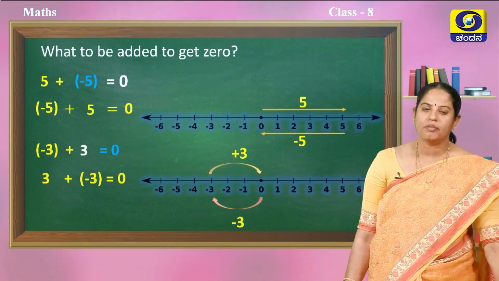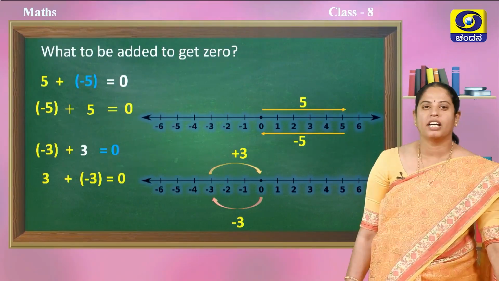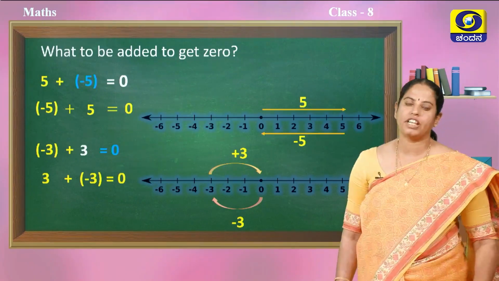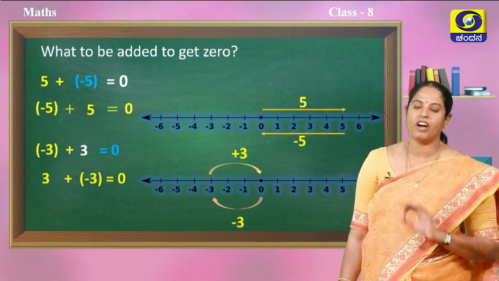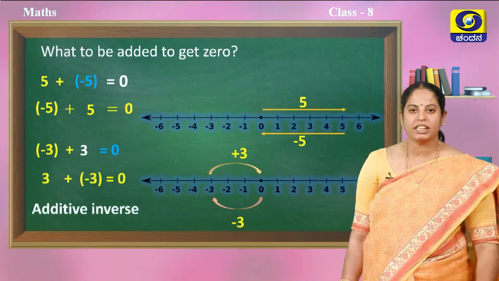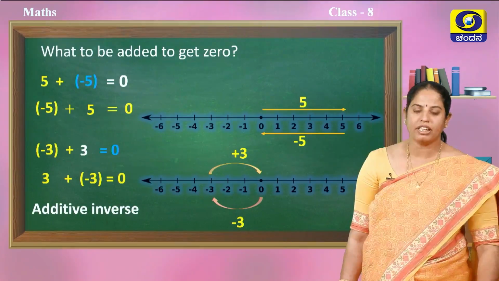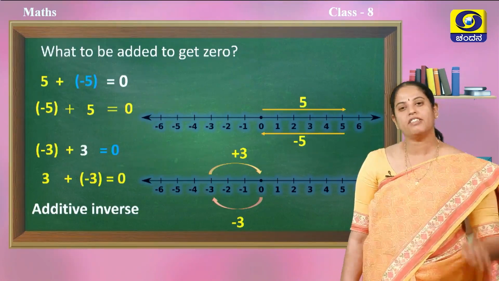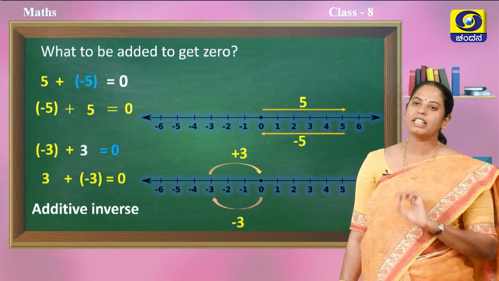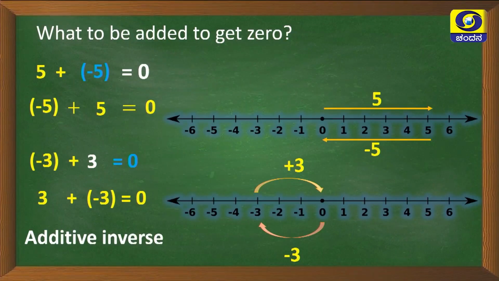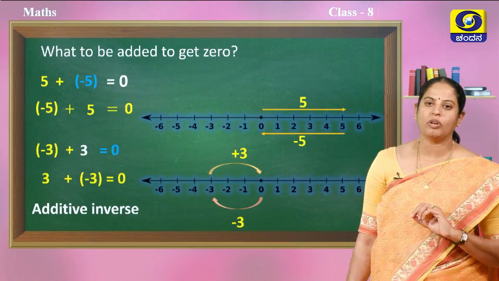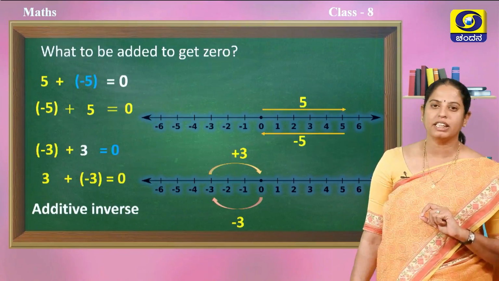Here minus 5 is called the additive inverse of 5 because I am getting the identity element 0 of addition. Yes. In the same way, minus 3 is the additive inverse of 3 and 3 is the additive inverse of minus 3. Okay. So, let us discuss this additive inverse in detail.